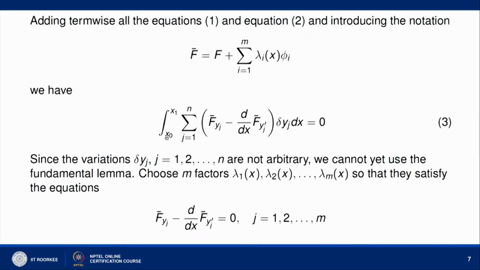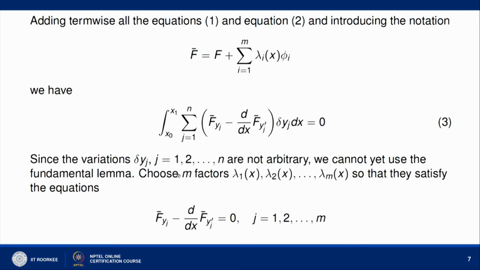So here 3 is what, the integral from x naught to x1, sum over j equal to 1 to n, of f bar_yj minus d by dx of f bar_yj' delta yj dx equal to 0, where f bar is defined as f plus summation i equal to 1 to m lambda_i(x) phi_i. Now again this variation delta yj, j is from 1 to n, are not arbitrary. We cannot use the fundamental lemma.